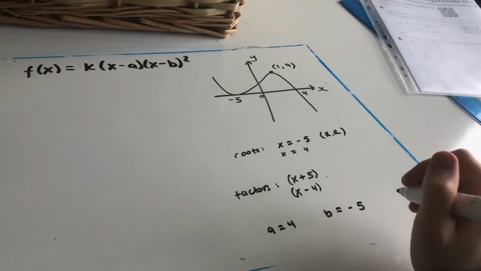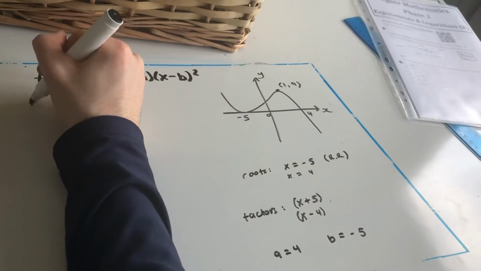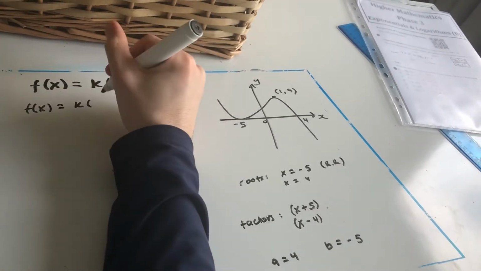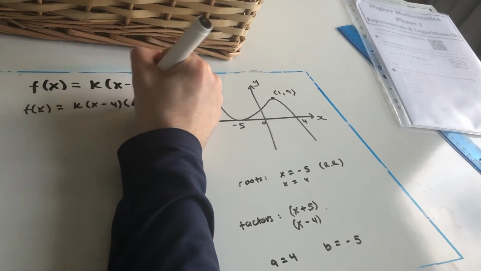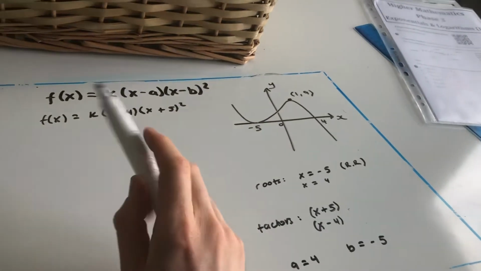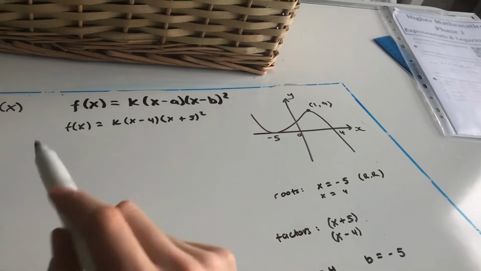out is k. So if I sub it in to this, I'm going to have f of x equals k times (x minus 4) (x plus 5) squared. Again, the reason that's squared is because it's a repeated root.